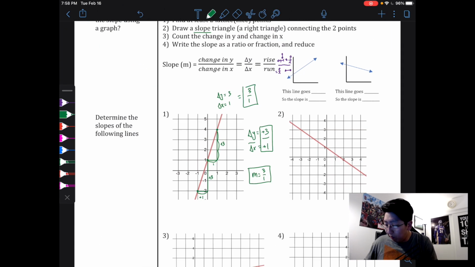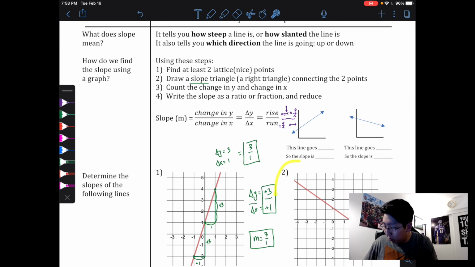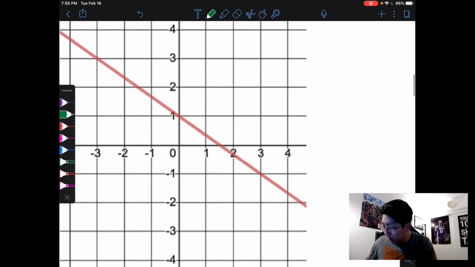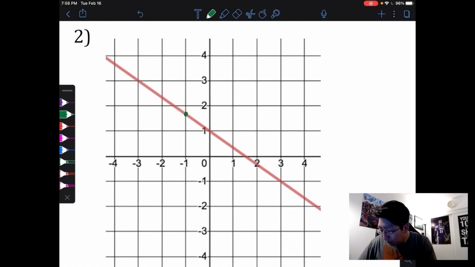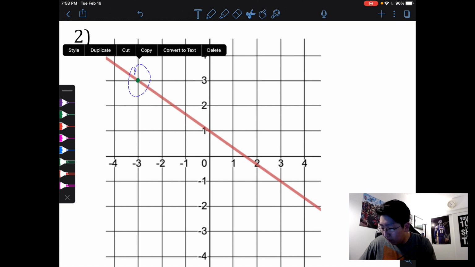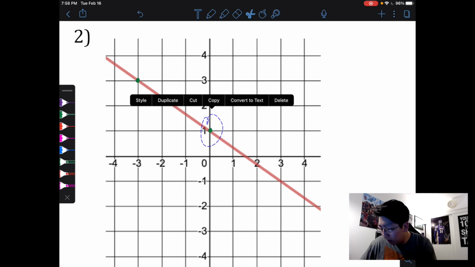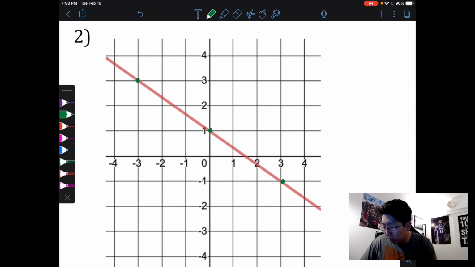We need to find 2 lattice points. So we're looking at this one, but I'm going back over here. Find 2 nice points. So let's go ahead and find 2 lattice points. Is that a lattice point right here? Can you call this a lattice point? I don't think so, right? Is that a lattice point? No. Right here, there's a lattice point right there. So I'm just going to follow the line. No, no. Here, yes. And our lattice point here. Okay. So I'm going to go ahead and draw a triangle.